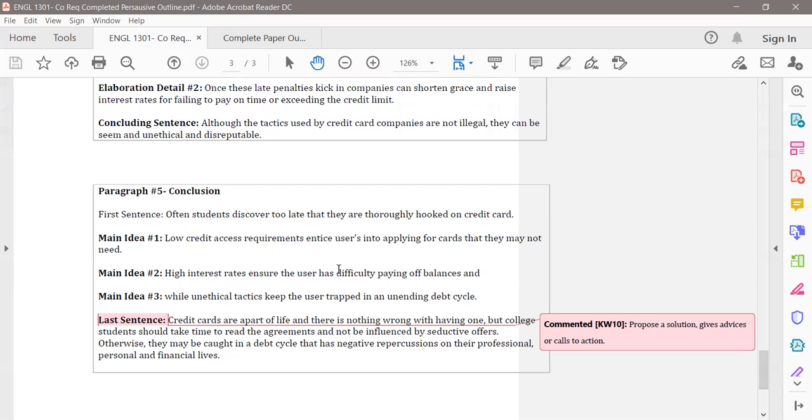Again, I will post this actual completed sample outline with the annotations. I will post the other fillable outline with my notes on there, and I will add it to this video. That way you can look at those as you begin writing. Hope you've enjoyed this video, or maybe not enjoyed it, but I sure hope that it has helped you as you continue writing this paper.